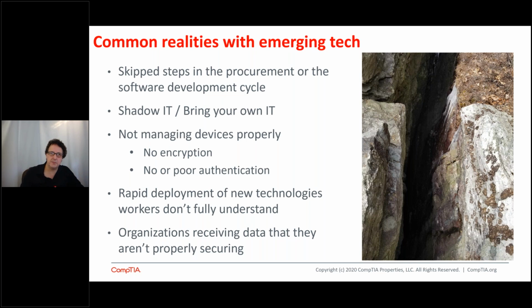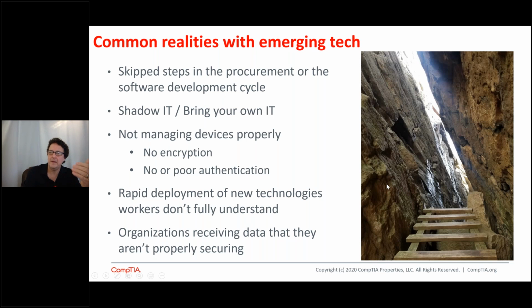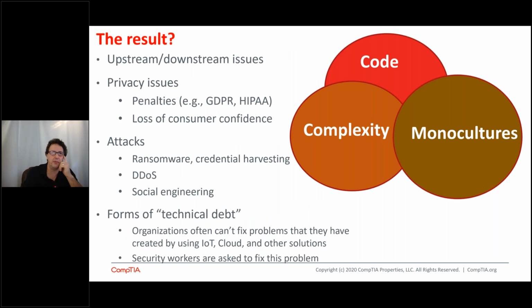If we don't manage our devices properly, that's another issue. If we don't have proper encryption, no monitoring, or poor authentication. The whole idea is that if we rapidly deploy new technologies and we don't understand them, we're skipping steps and we don't realize it. And so we can also end up in situations where organizations receive data that they aren't properly securing. And as an IT professional, obviously our job is to find a way to bridge that gap. That's why I took a picture of this ladder here that helped you go up and figure out that problem, right? That allowed me to hike through that particular gap.